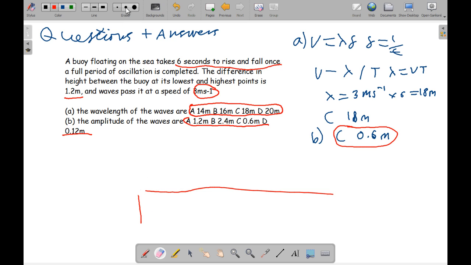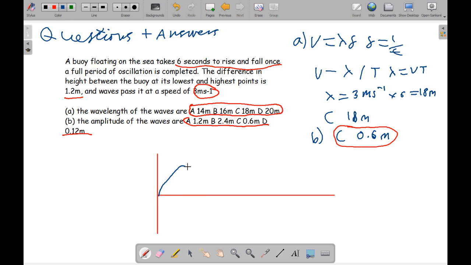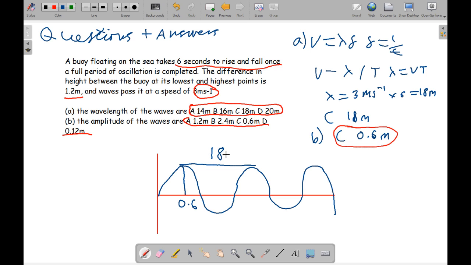I will probably use a ruler because it's proper practice to do such things. And I draw a quick wave like this. That's my buoy bobbing up and down, forming these nice waves. So the amplitude here is 0.6, and the wavelength, so from crest to crest or trough to trough, that's 18 meters, and that's what it looks like, and it's travelling at 3 ms^-1.